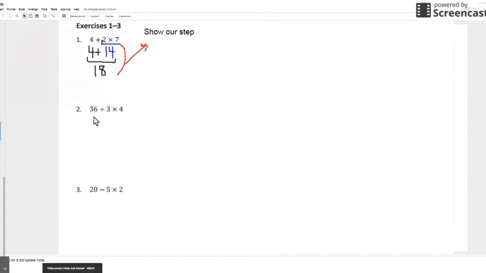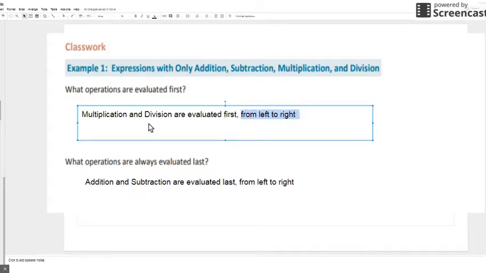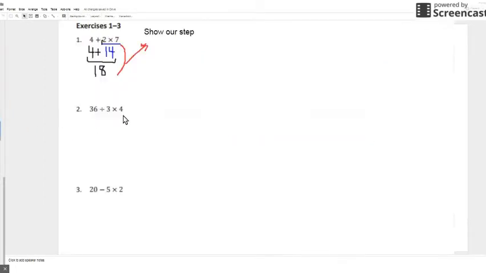All right, so let's do another one. Number 2 says 36 divided by 3 times 4. The question is, what do I do first? Do I divide or do I multiply? Let's go back. Multiplication and division are evaluated first. I have both of them. Here comes the second rule. We must go left to right. Left to right means as I read this, like reading a book, what do I say first? I say 36 divided by 3. That has to come first.